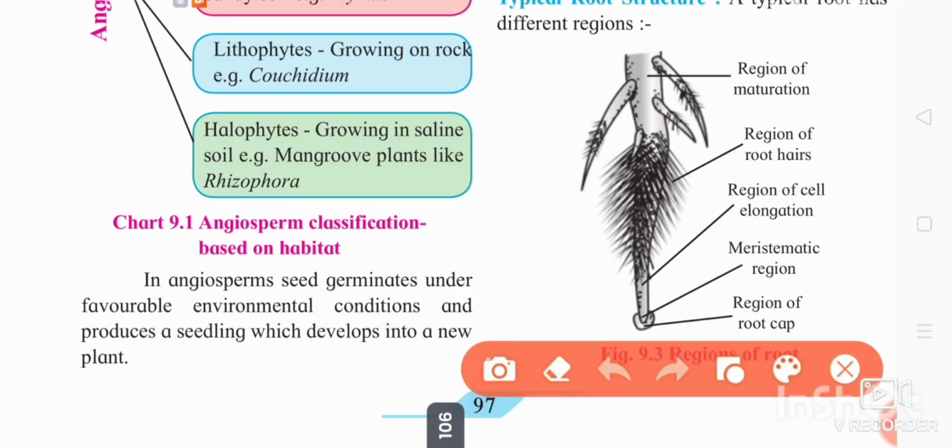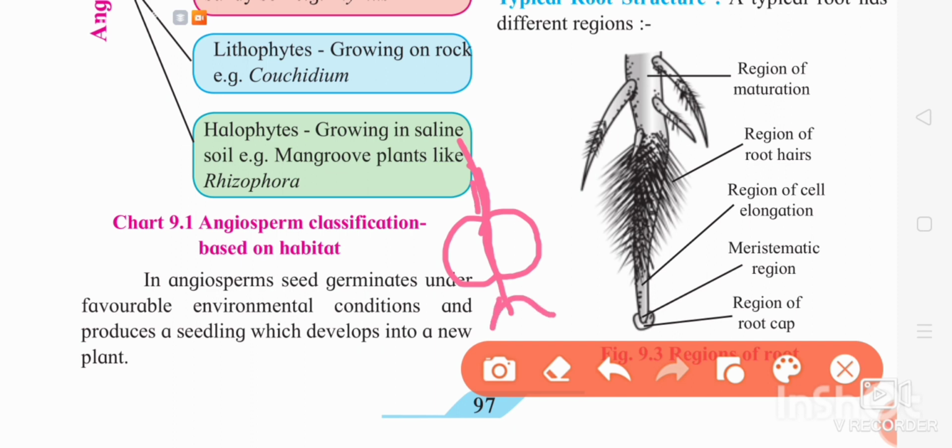Now as we see, the seeds germinate under favorable condition. We have seen there are cotyledons. The upper part is known as plumule and the lower part is known as radicle. From the radicle comes the root, and from the plumule there is the formation of the shoot system. So there will be the formation of a new plant.